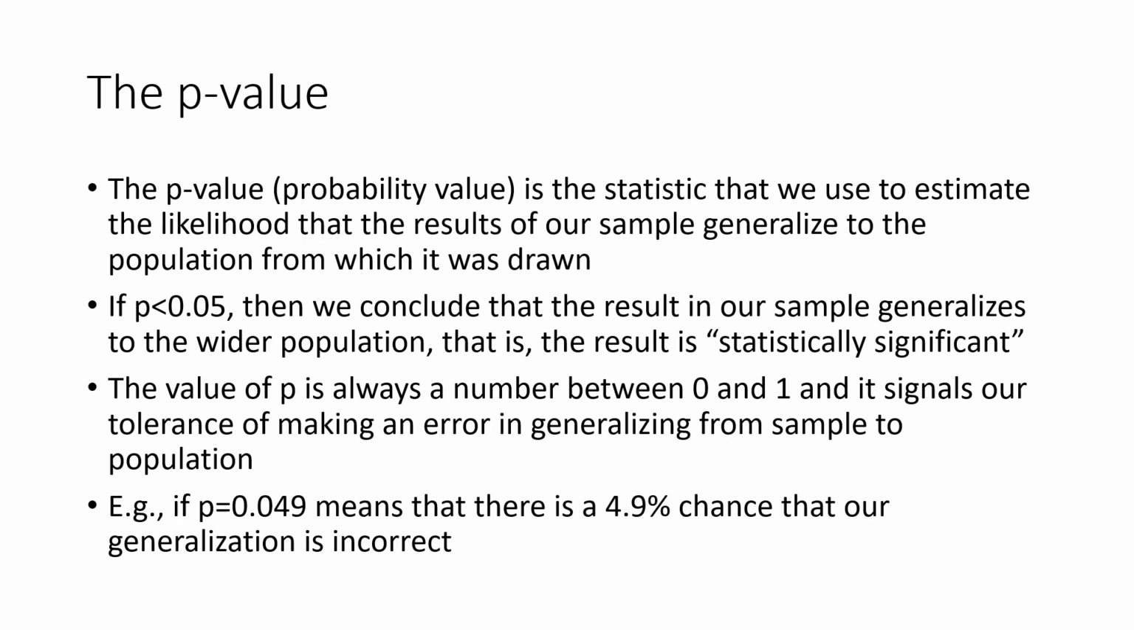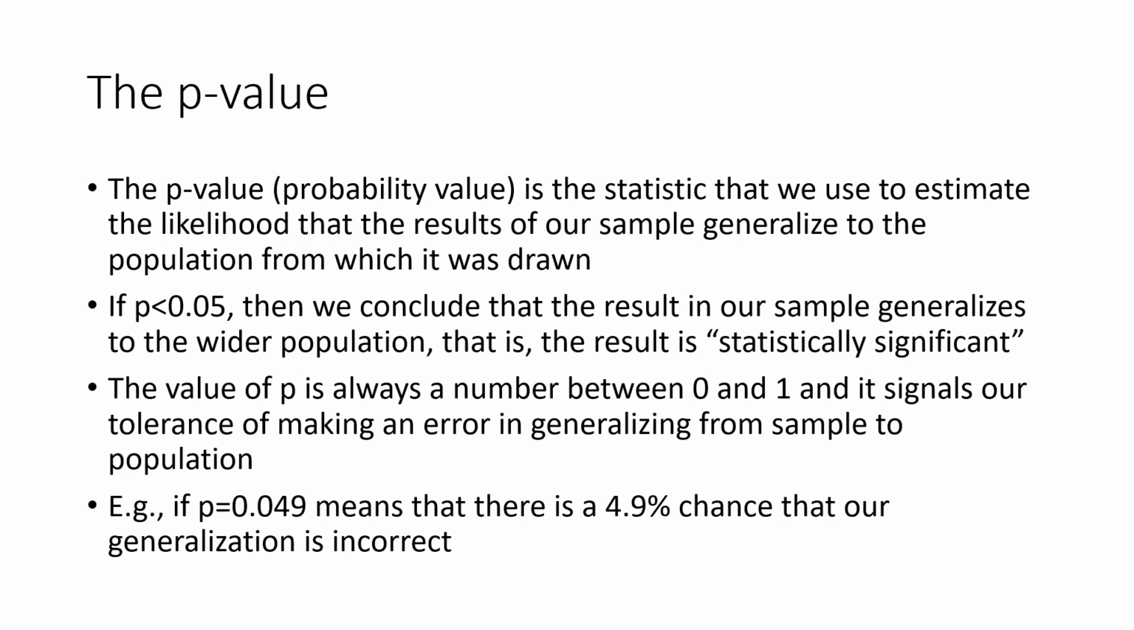So we have a generally agreed upon cutoff for p-values, and the cutoff is 0.05. A p-value is always going to be a number between 0 and 1. It can't be less than 0, it can't be greater than 1. And what we've agreed on as data scientists is that if your p-value associated with your result is lower than 0.05, then we conclude that the result in our sample generalizes accurately enough to the wider population. That is to say that this result is statistically significant.